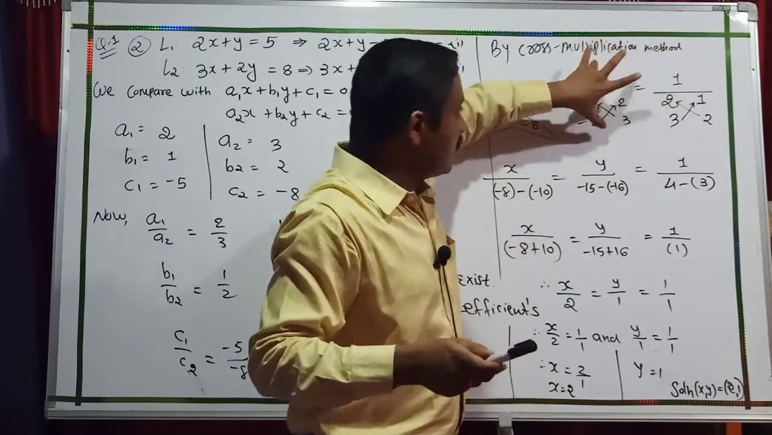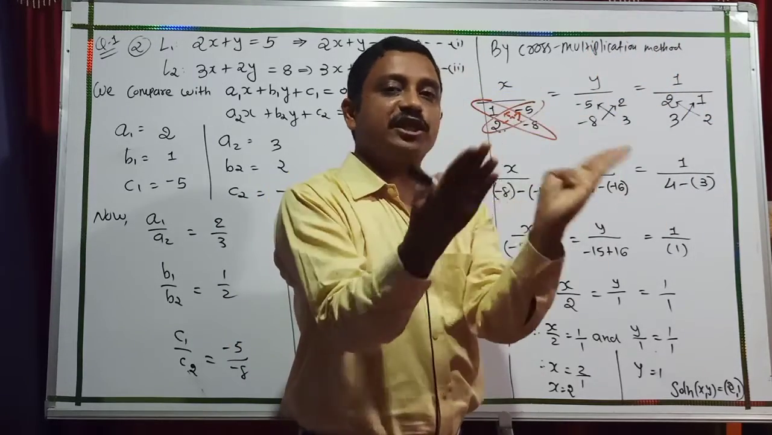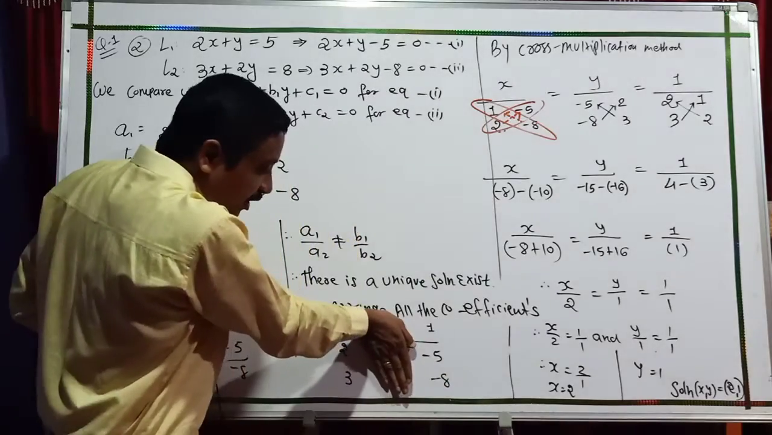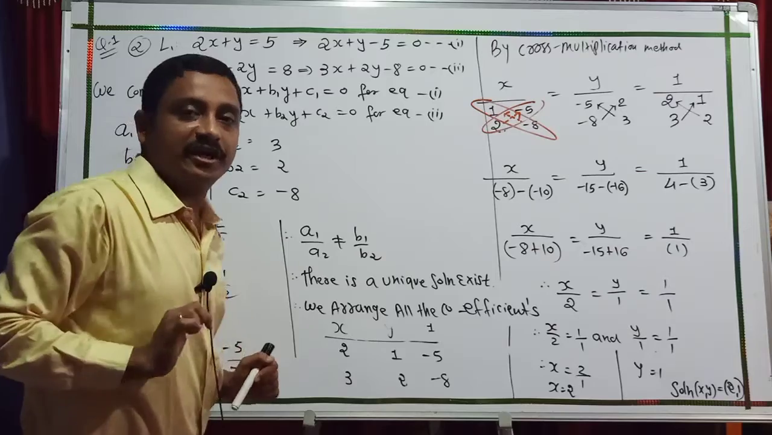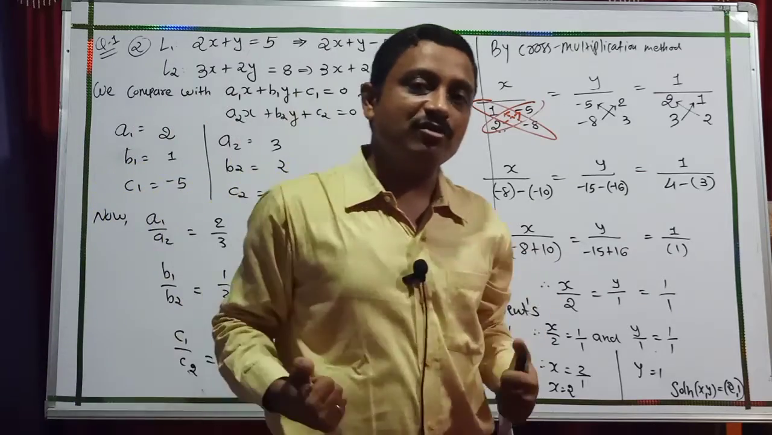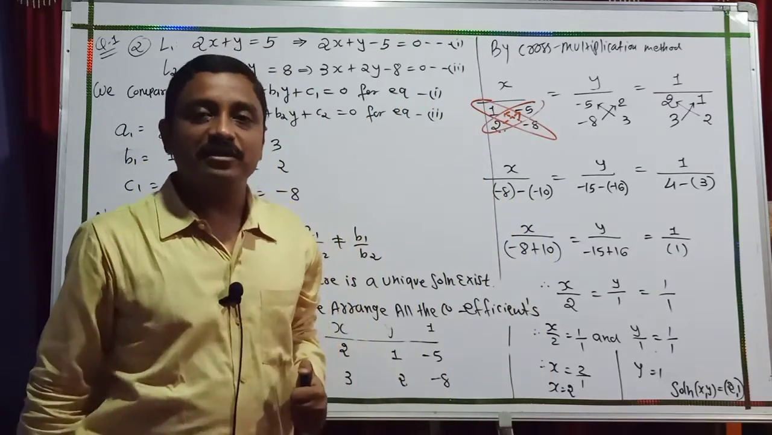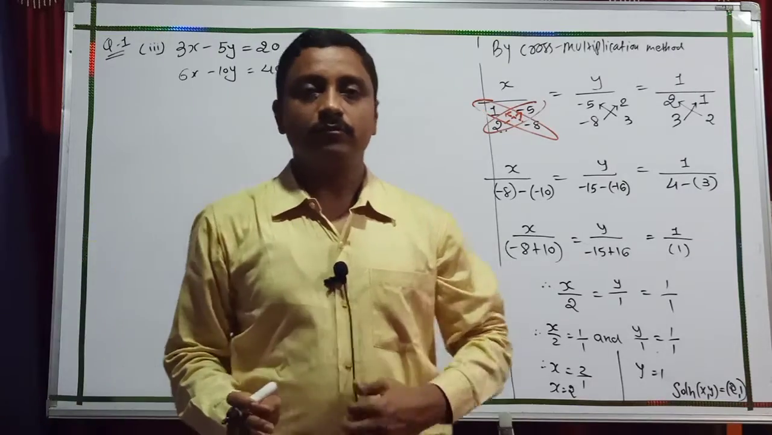And now y is also same, but interchange the positions. So here y is put, these are missing. So minus 5, minus 8 and 2, 3 I take after that. And then after that the cross multiplication values. So easy and happily done. Now I go to the next numericals.